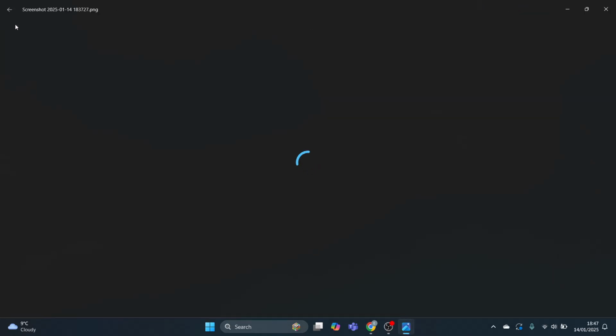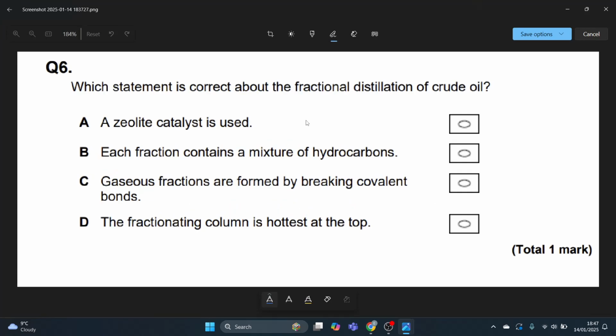Question 6. Which statement is correct about the fractional distillation of crude oil? A zeolite catalyst is used. Fractional distillation? Zeolite catalyst? No. The fractionating column is hottest at the top. At the top? No, it's hottest at the bottom. It's coolest at the top. Each fraction contains a mixture of hydrocarbons. That is true. 100% true.